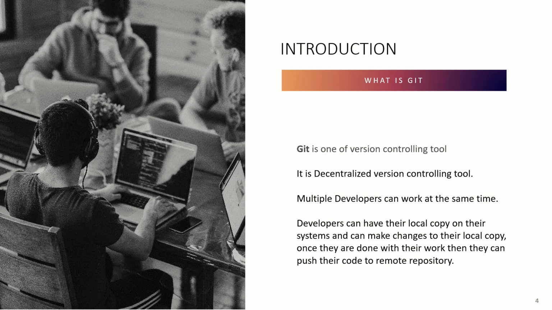This tool Git is a decentralized version controlling tool, while the SVN that I was talking about is a centralized version controlling tool. The benefit of a decentralized version controlling tool is that multiple developers can work at the same time. Developers can have their local copy on their system and make changes to it, but once they are done with their work, they can push their code to the remote repository.